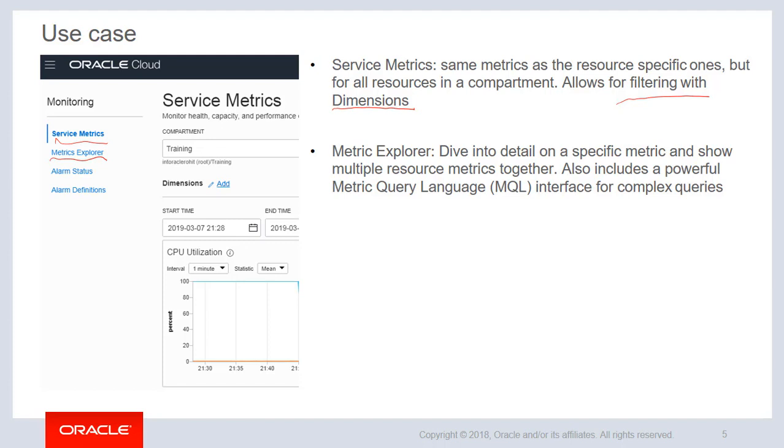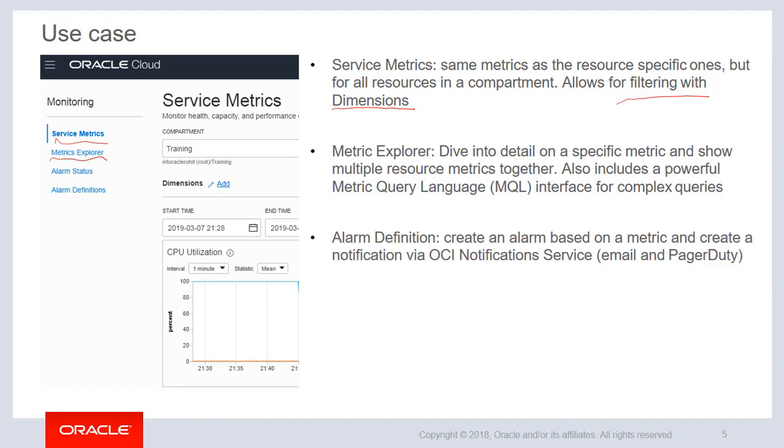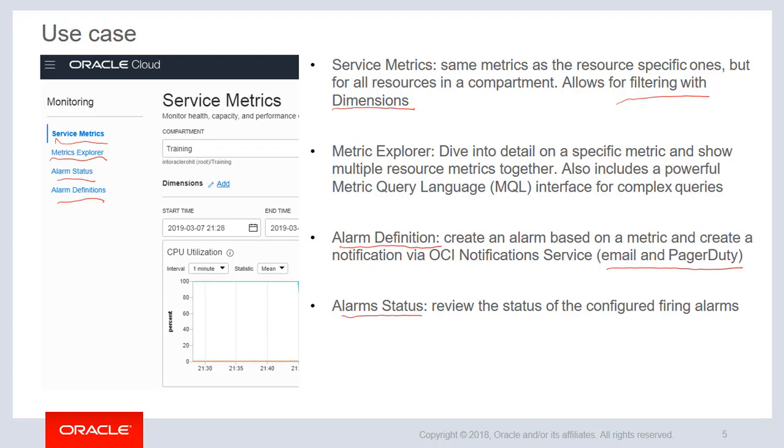The third key component of the monitoring service is the alarms. So on the alarm, first thing you need to do is create an alarm definition. You create an alarm based on a metric and create a notification via another OCI service called notification service. Today we support email and PagerDuty. And once your alarm has been defined, you can check its status using the alarm status piece of the monitoring service.